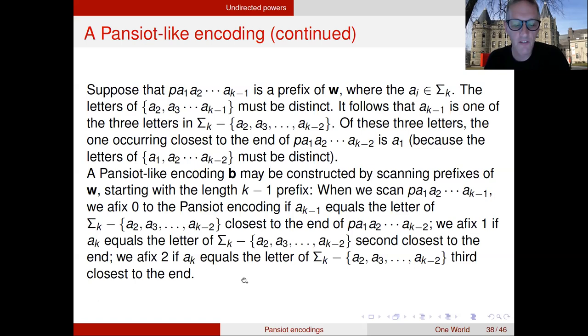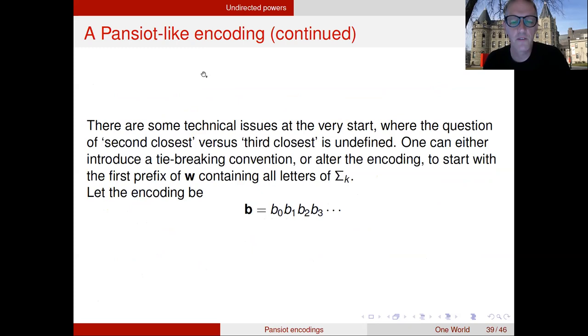There are some technical issues when you start with the prefix of length K minus 1, because there hasn't been a second closest and a third closest letter. So either you introduce some tie-breaking convention or you change the encoding. You start with the first prefix of W containing all the letters of the alphabet. So you get this Pansiot-like encoding B.